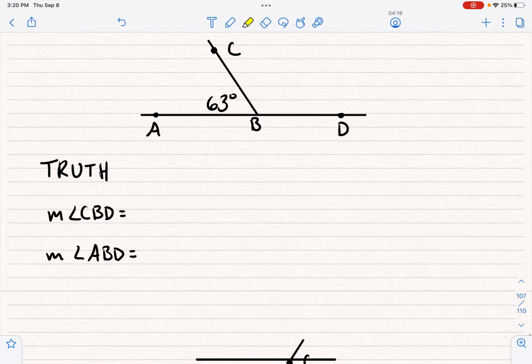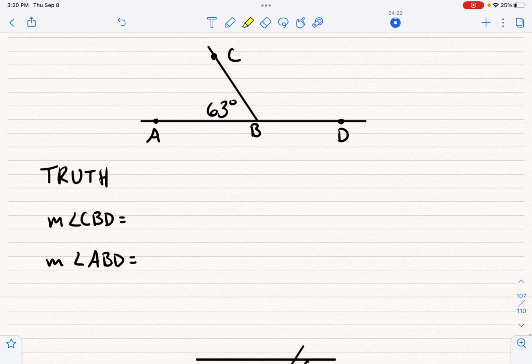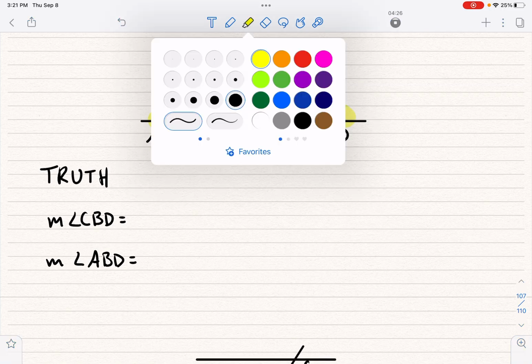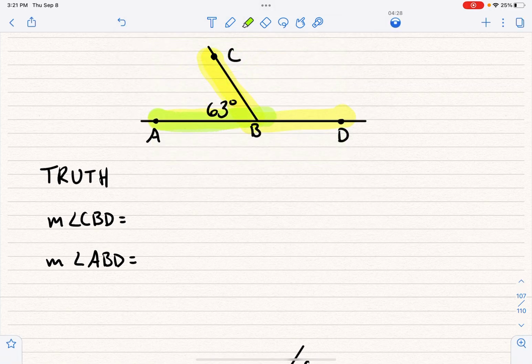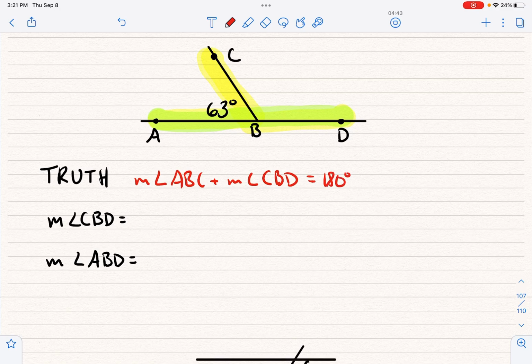Now, the same thing works for angles. Now, this situation right here, the fact that we've got this angle ABC and angle CBD, and they back up to each other so as to create this straight angle, angle ABD, we know that that sum must be 180. So the truth is that the measure of angle ABC plus the measure of angle CBD all adds up to be 180 degrees. We plug in what we know.